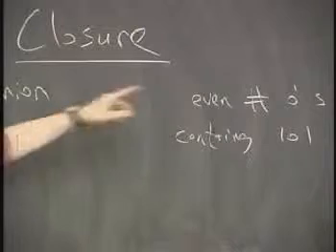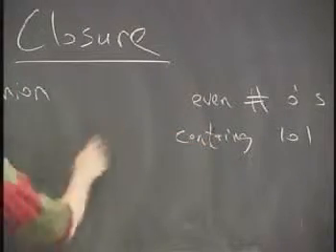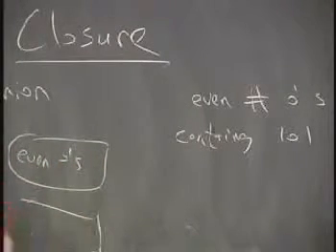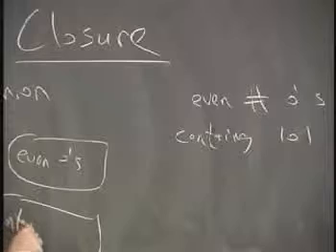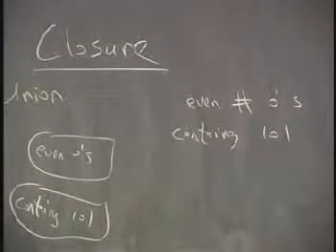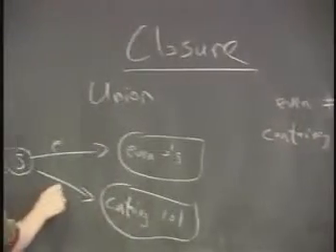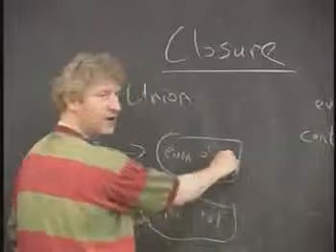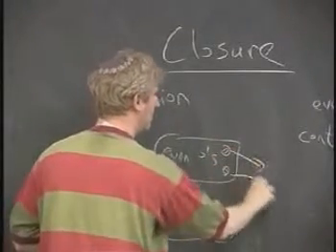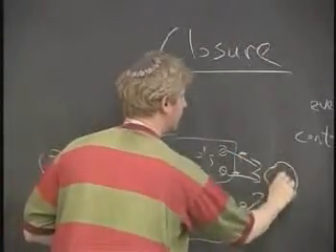Give me the machine for the first one. Give me the machine for the second one. I'll throw them in here. Here's the machine for even zeros. I don't care what it looks like. Here's the machine for containing 101. I don't care what it looks like. You guys fill it in, make it up. Here's a machine that accepts the union of those. New start state, epsilon to here, epsilon to here. Take all the final states from here, all the final states, all the final states, epsilon to a single final state.